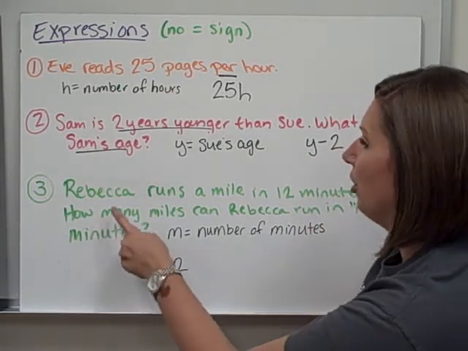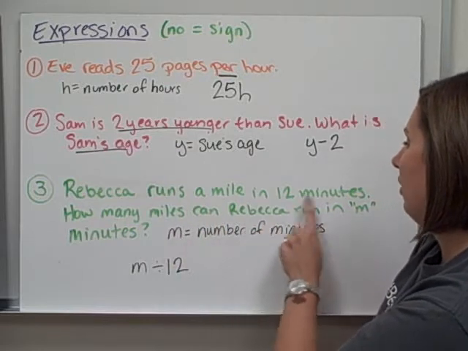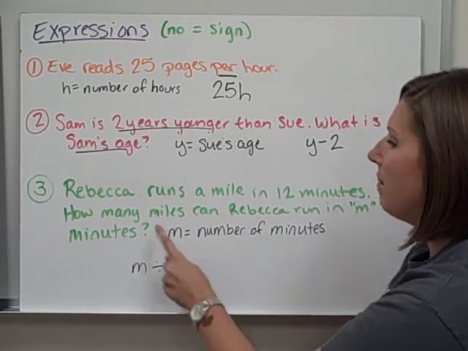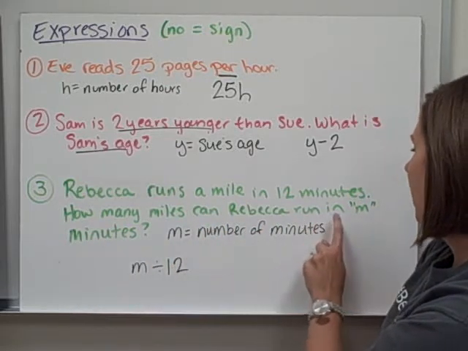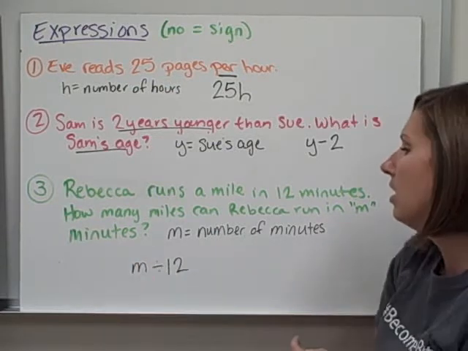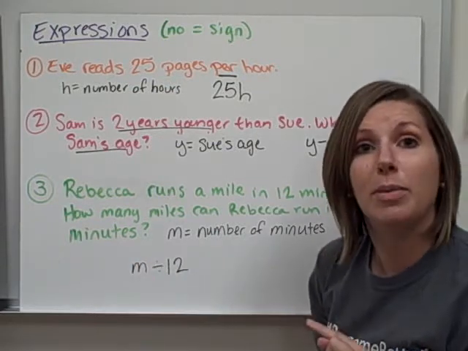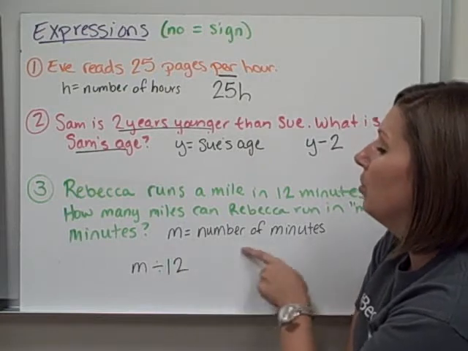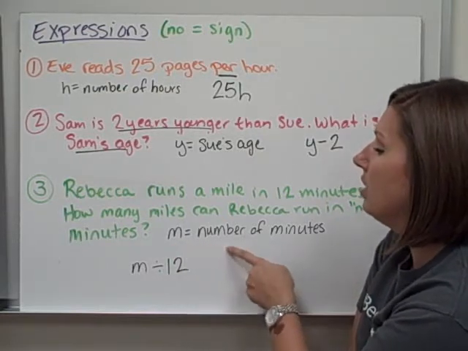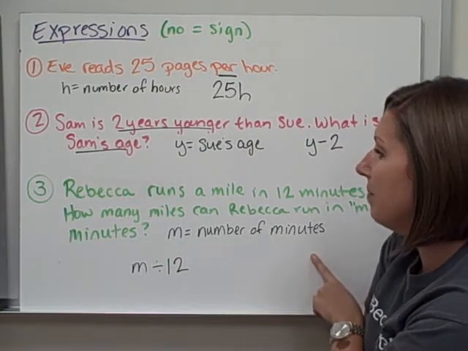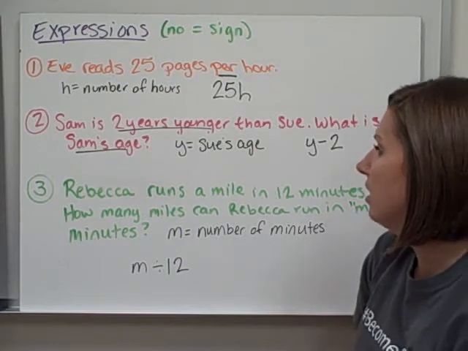Number 3, Rebecca runs a mile in 12 minutes. How many miles can Rebecca run in M minutes? Well, here they give me a variable. So I'm just going to write my key, M equals the number of minutes. That was easy.